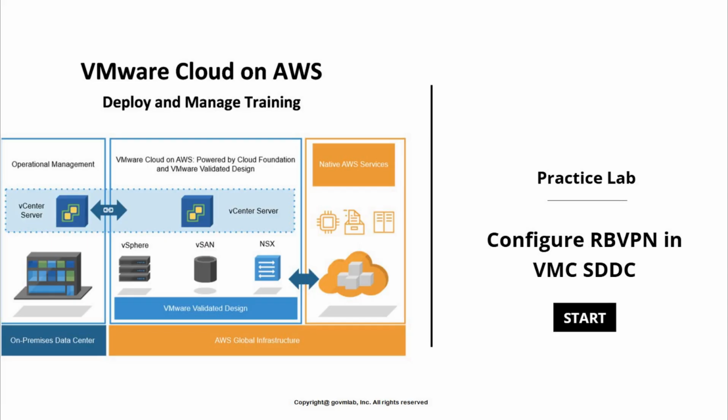Hello everyone, welcome to GoVMlab, VMware Cloud on AWS, Deploy and Manage lecture series. In the previous lecture, we talked about configuring policy-based VPN, whereas in this particular lab exercise, we will walk you through the step-by-step procedure of configuring route-based VPN in VMC SDDC.